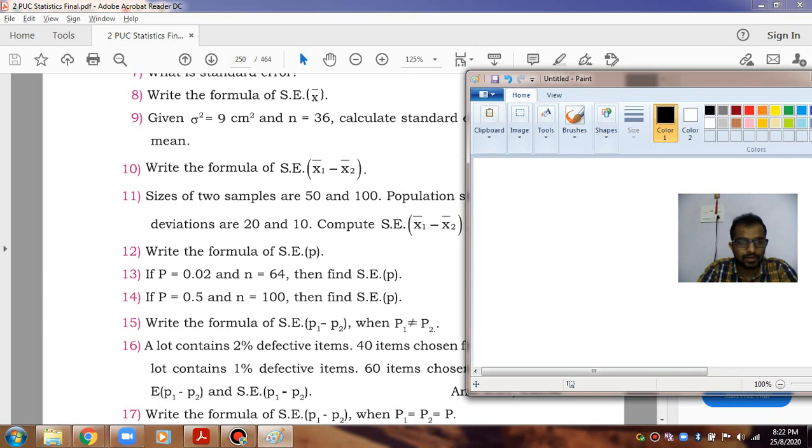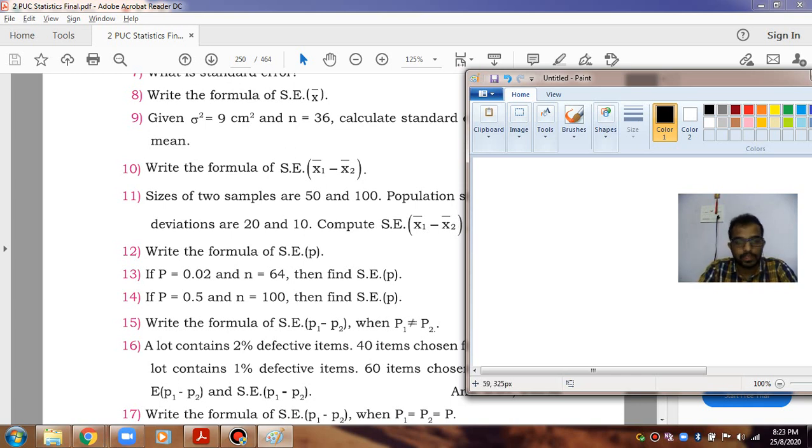The 15th one is easy. Write the formula for P1 minus P2 when P1 is not equal to P2. When they are not equal, what's the formula, students? Sir, square root of P1 Q1 divided by N1 plus P2 Q2 divided by N2. That's the formula.